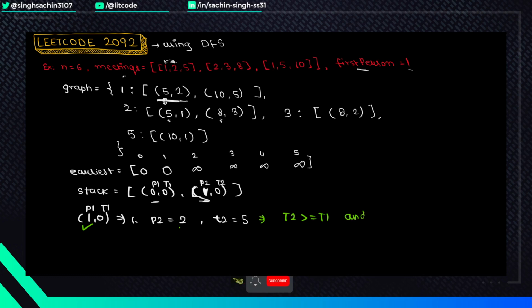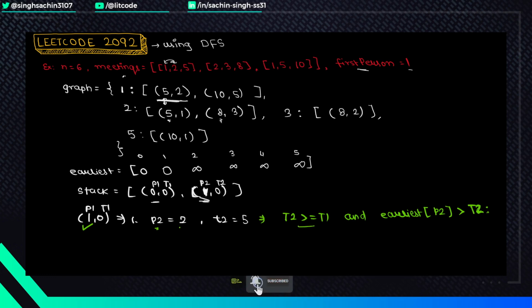And there is one more condition. The condition is that the earliest of the next person, basically P2, earliest of P2 should be greater than T2 now. Okay, because that's only when we are making sure that we have not already processed this person. So basically we don't want to process the same person again and again.